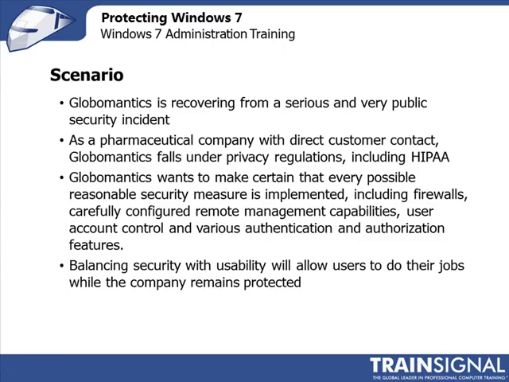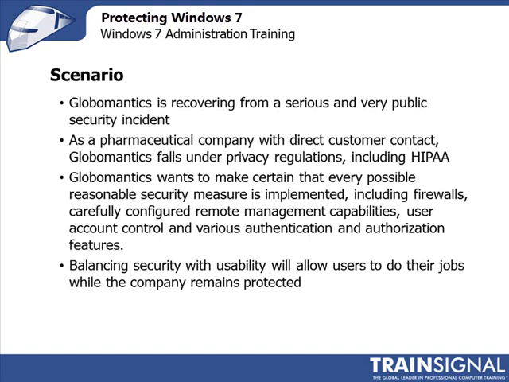When last we met, we were talking about the networking side of protecting Windows 7 and what that has to do with helping Global Mantic to recover from what was a serious and very public security incident. By way of recap, let's discuss where Global Mantic is again. Remember that Global Mantic is a pharmaceutical company that has a lot of customer contact, and they fall under various privacy regulations that include HIPAA. They have to be very careful with customer information, particularly since they don't want to have a repeat of what caused them so much PR grief the last time around.